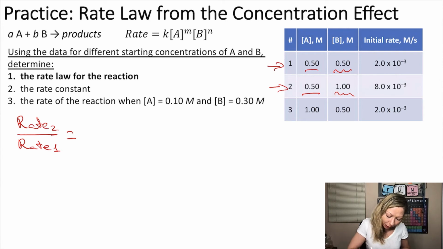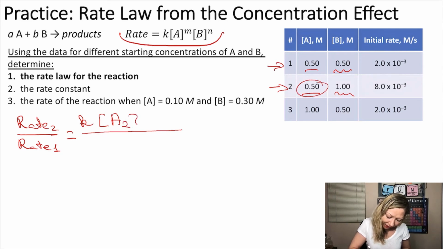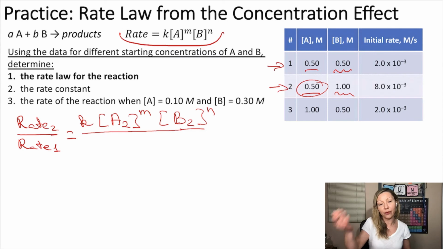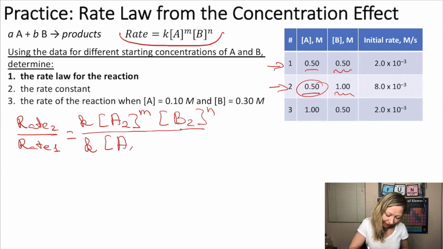All right, so rate 2 is going to equal K, and we are using the same general expression, multiplied by the concentration of A in the second experiment on the exponent of m, multiplied by the concentration of B in the second experiment on the exponent of n. And this whole thing is divided by the rate expression for the first experiment, which equals K multiplied by the concentration of A in the first experiment on the exponent of m, and multiplied by B1, so the concentration in the first experiment on the exponent of n.